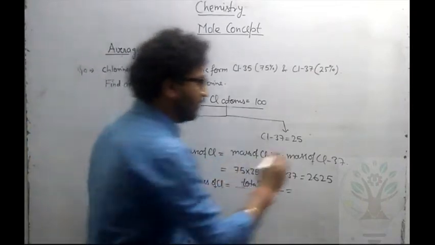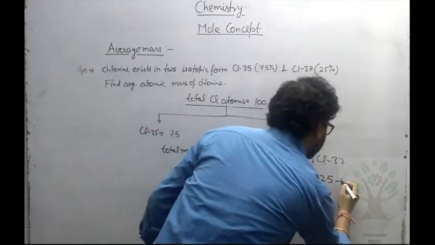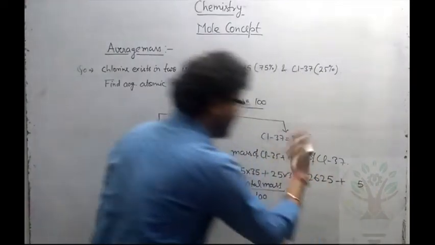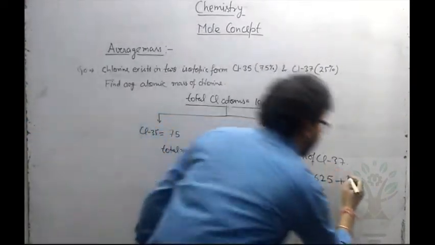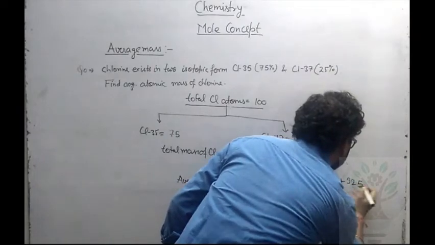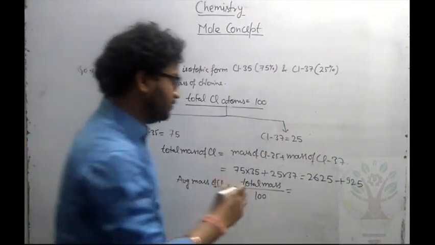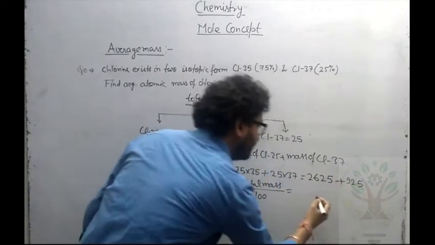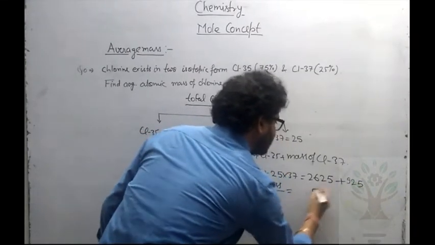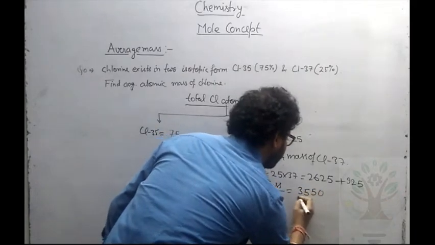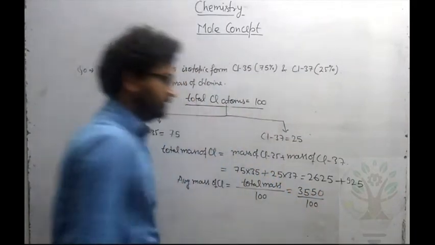And 25 into 37, how much will it be? 25 into 37 is 925. 25 into 7 is 175, 5, carry 17. 25 into 3 is 75, 75 and 17, it will become 92. Yes, 92. So it is coming as, let's add them, 550, carry 1, 2 to 4 and 1 is 5, 6 9 5, 2 1 3, divided by 100.